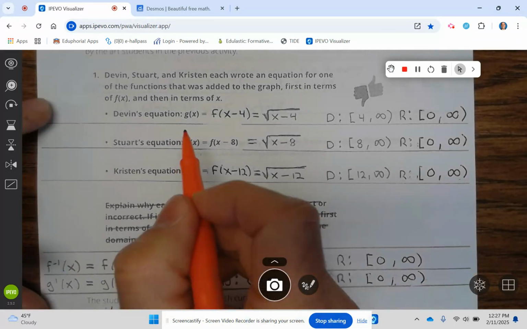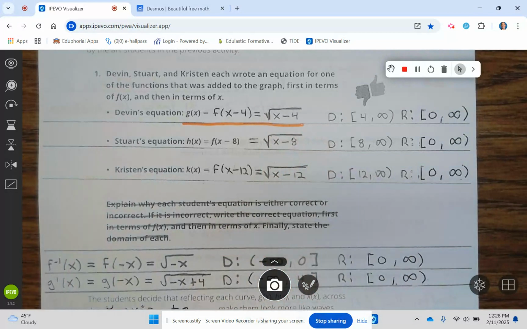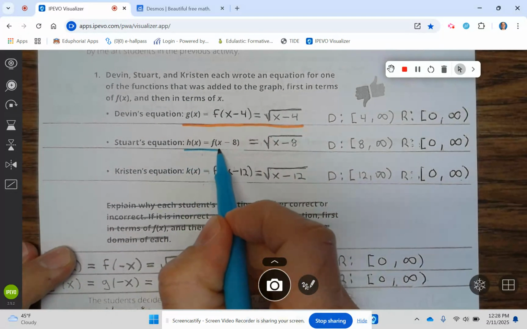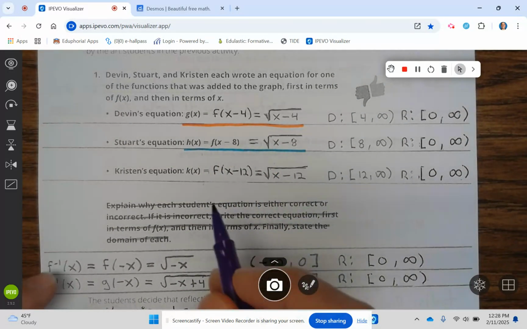And keeping with the corresponding colors, this was the orange line, this was the blue line, and this was the purple one.